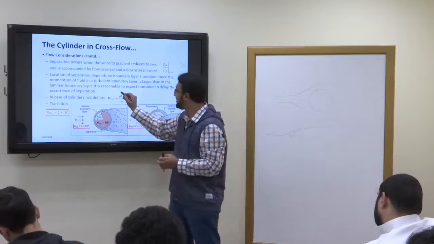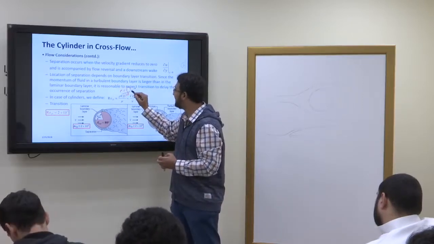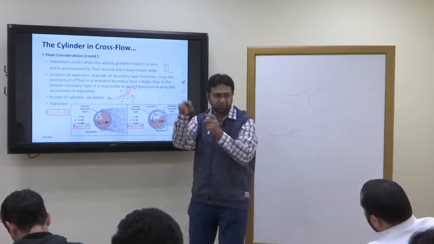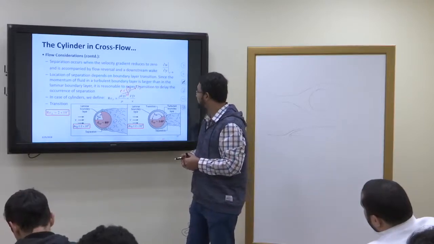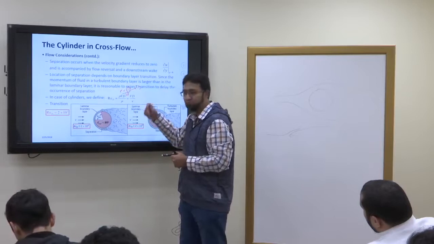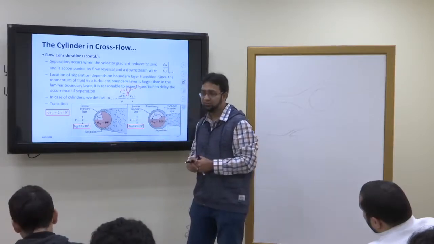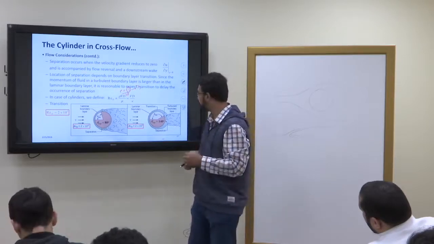Normally last time we used to have rho v L upon mu. Now instead of L we have d. D is the diameter of the tube pipe. Okay. So we can write it as Vd upon nu, where nu is mu upon rho. So kinematic viscosity is equal to dynamic viscosity divided by density.